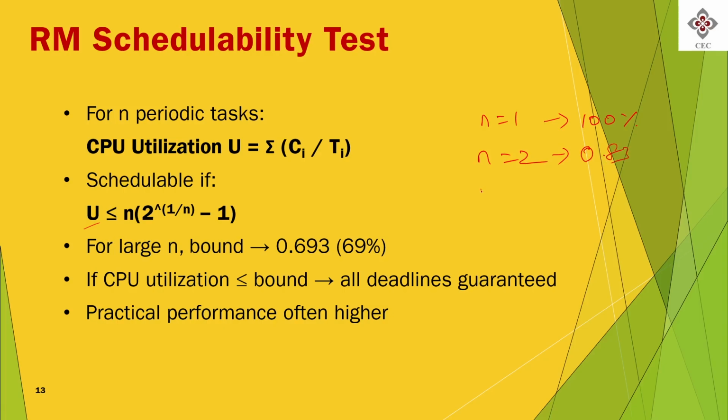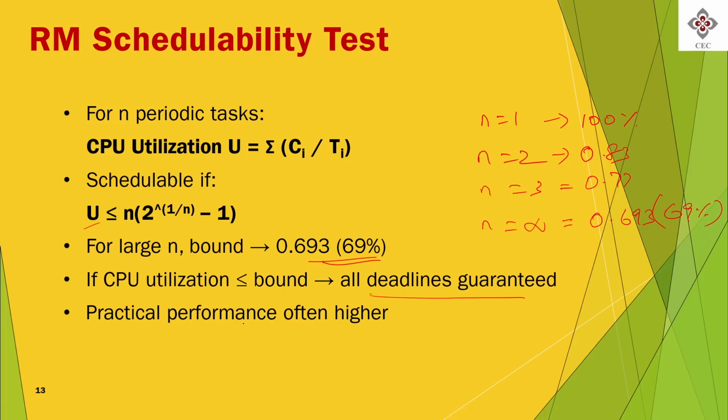If you have n equal to 2, then it will give a value of about 0.83, and if n is equal to 3 tasks, it will give about 0.77. If you go like that, if n is equal to infinity number of tasks, then the performance will be 0.693, that is approximately 69% utilization. This is what is given here. For larger values of n, the bound is fixed. So, if CPU utilization is less than or equal to the bound, all deadlines are guaranteed, otherwise the deadlines may not be guaranteed, there will be a miss in meeting the deadline.